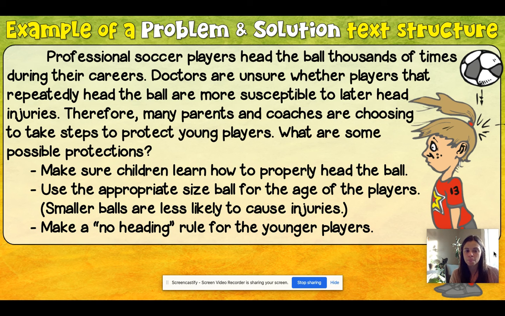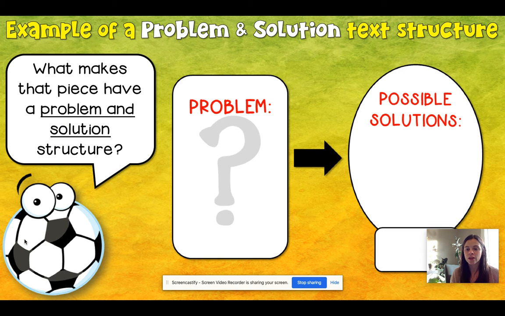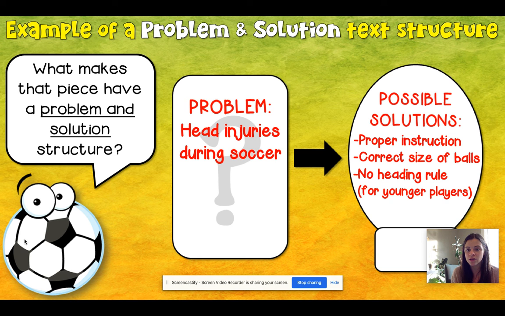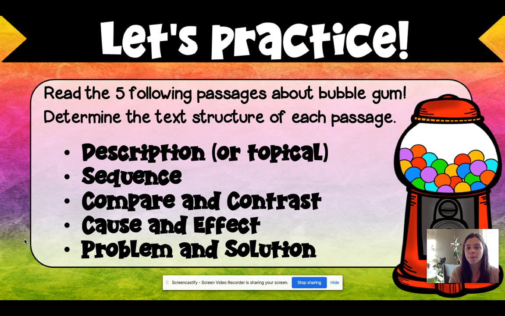Let's go back. This one made it really clear. It literally said, what are some possible protections? And it gave you those right here. So read those to yourself for a second, pause it. So now that you've reread those, let's look. We have our head injuries during soccer. So here are our solutions. You can have proper instruction. You can have the correct size of the balls, right? There are different size balls depending on the age of your league. And then the no heading rule, especially for young players. Maybe you take heading away because that's causing a problem for head injuries. So these are all solutions to that problem.